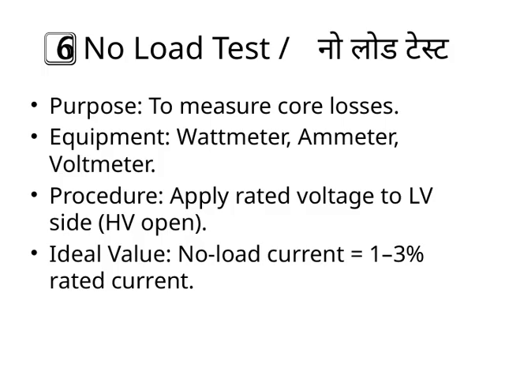The procedure involves applying the rated voltage to the low voltage side of the transformer while keeping the high voltage side open. This way, we ensure that only the core losses are being measured, without any load current affecting the results. Ideally, the no-load current should be between 1 and 3% of the rated current.